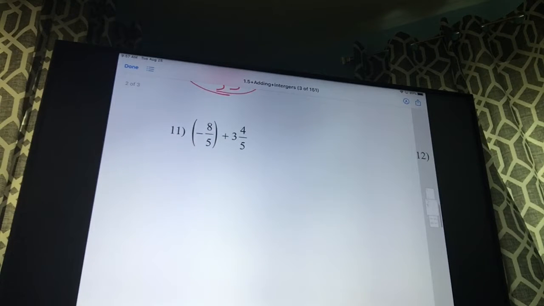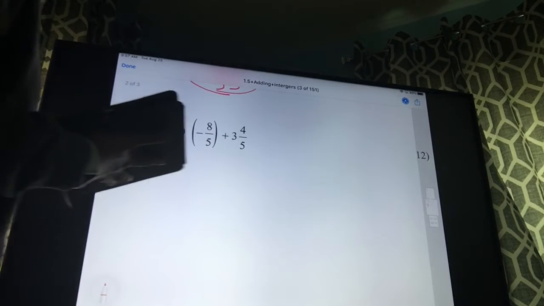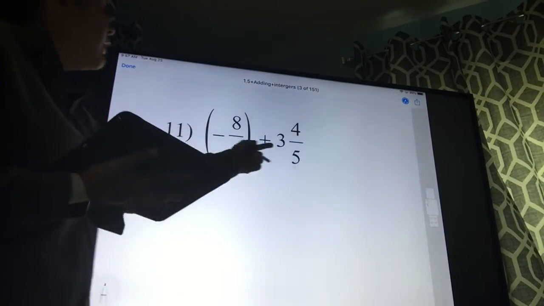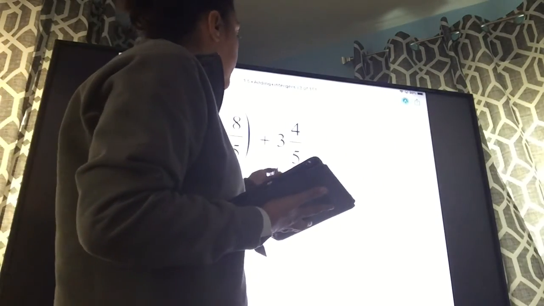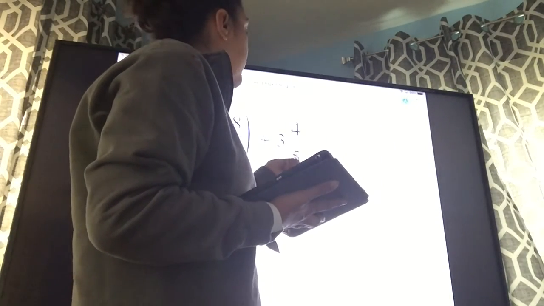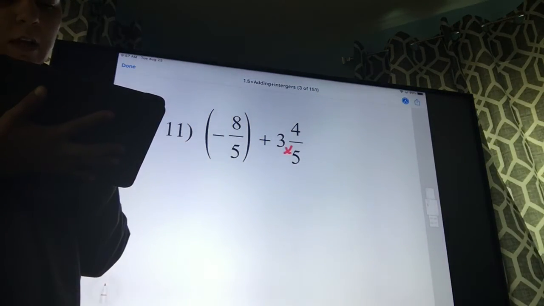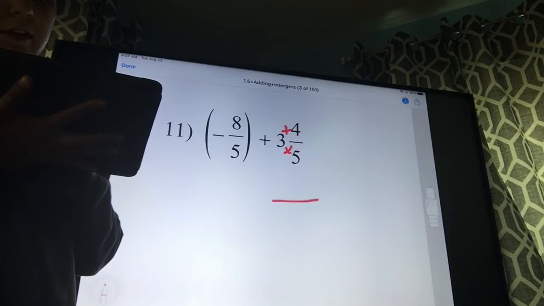Okay, 11 is the same way. So we need to multiply. We need to convert this into an improper fraction. Right now this is a mixed fraction. Mixed fraction means it's got a whole number and some fractions, so we need to convert it. So you multiply the bottom two and add the top, and it goes over the same number it already is.